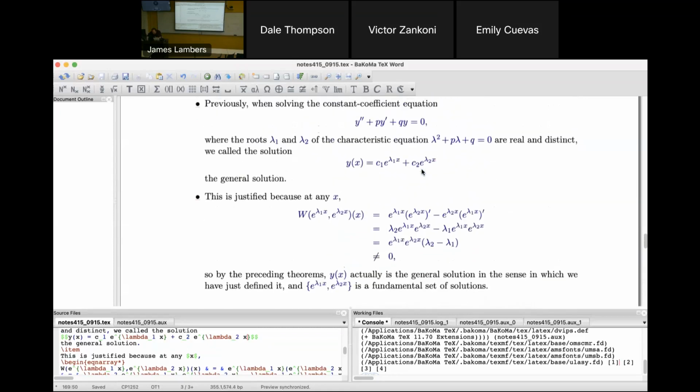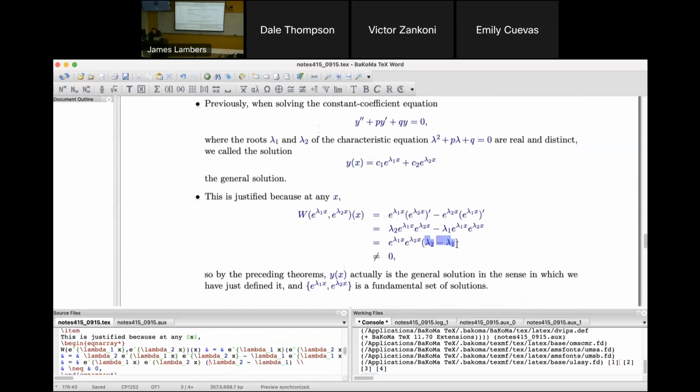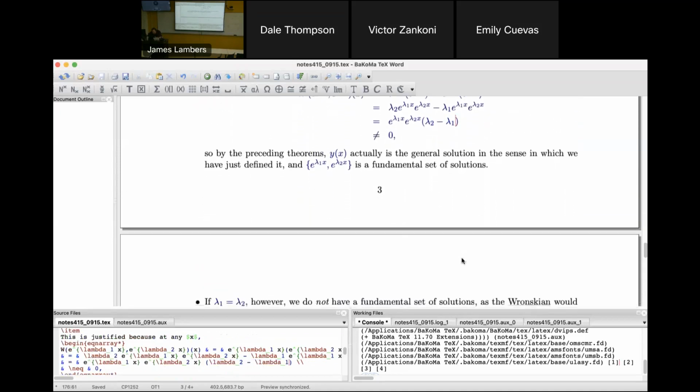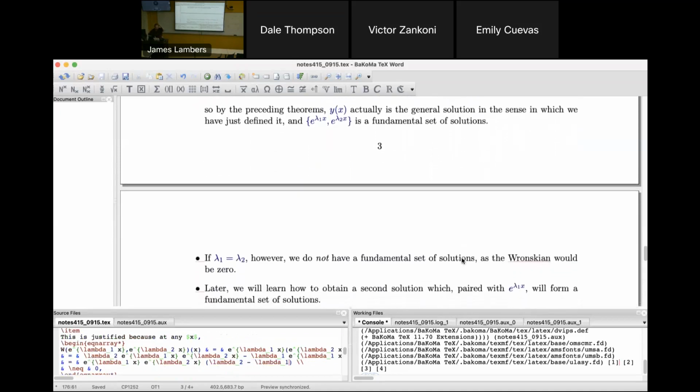Because if I had lambda 1 equal lambda 2, if you go through this whole process, these exponentials would be the same. This would be 0, so the Wronskian as a whole would be 0. So I'd only have one solution as opposed to two linearly independent solutions.